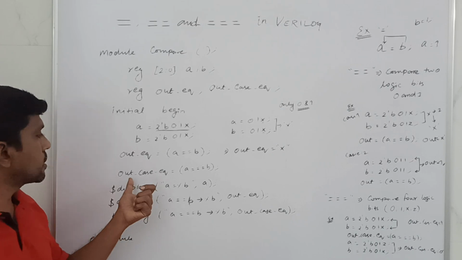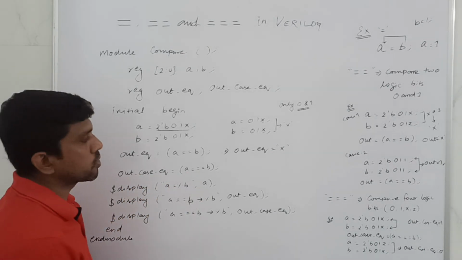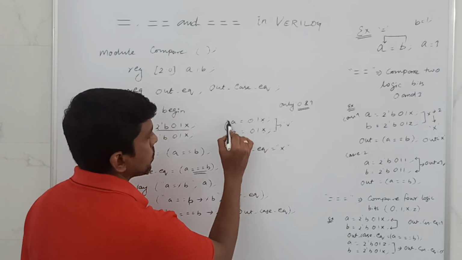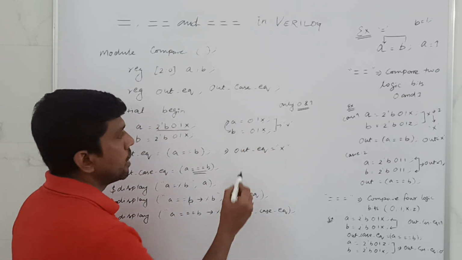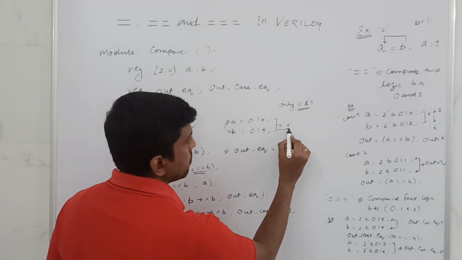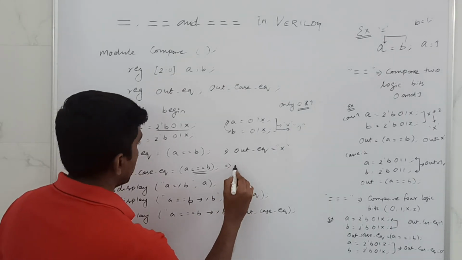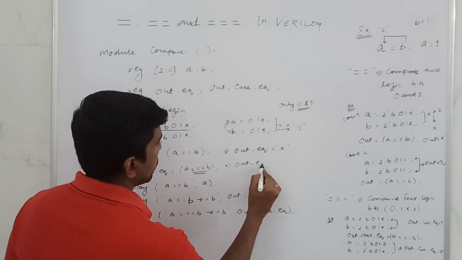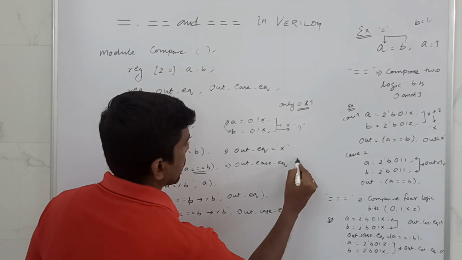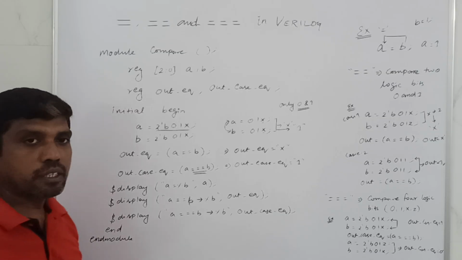Then come to the next instruction, out_case_equal = a === b. Triple equal means exact match of a and b. Here a is 01x and b is also 01x, both the values are the same. It produces the result 1. So here the result is out_case_equality = 1. Then display the value. Finally close with endmodule.